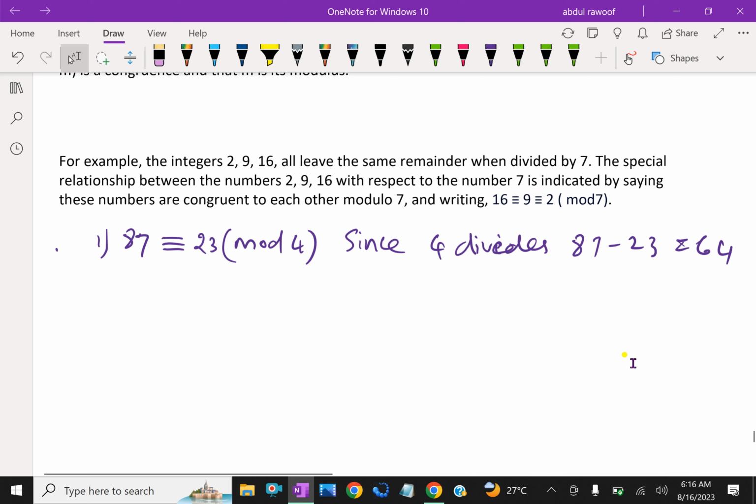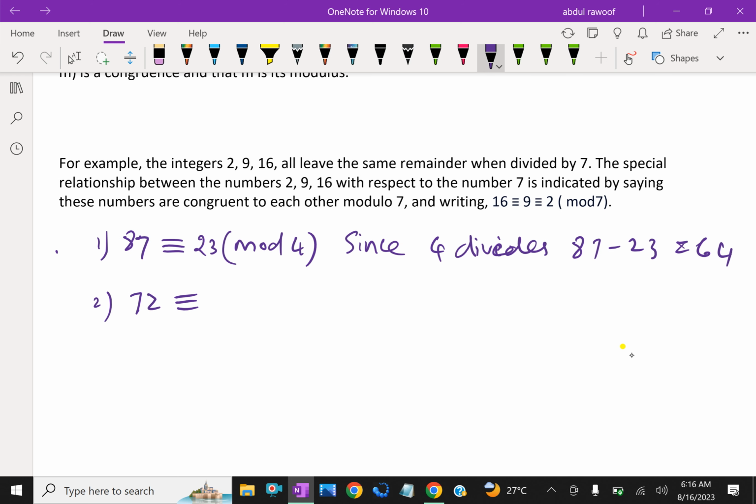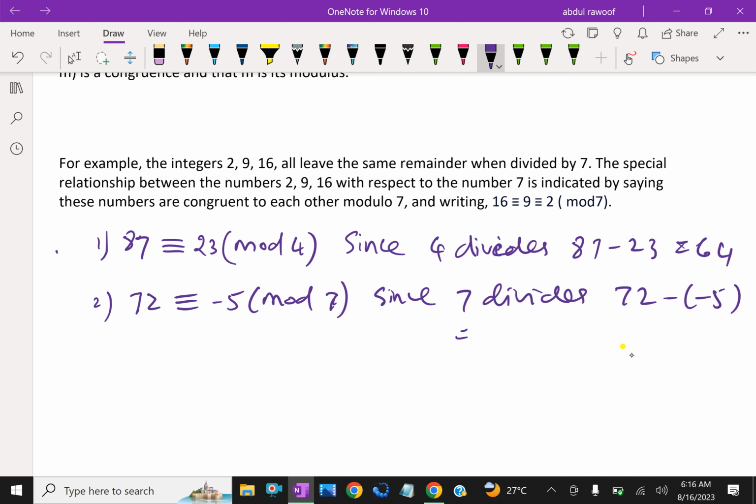One more example: 72 is congruent to minus 5 mod 7, since 7 divides 72 minus minus 5, which equals 77.